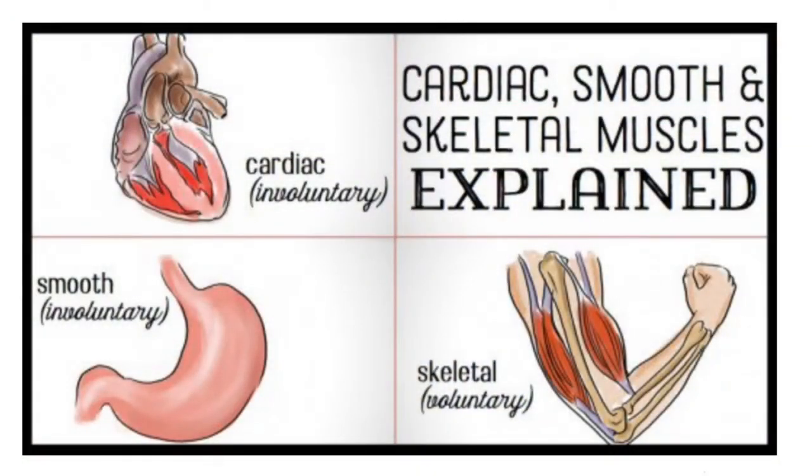There are three types of muscles found in the human body. There are skeletal muscles, smooth muscles which are found in the organs, and cardiac muscles which are only found in the heart.